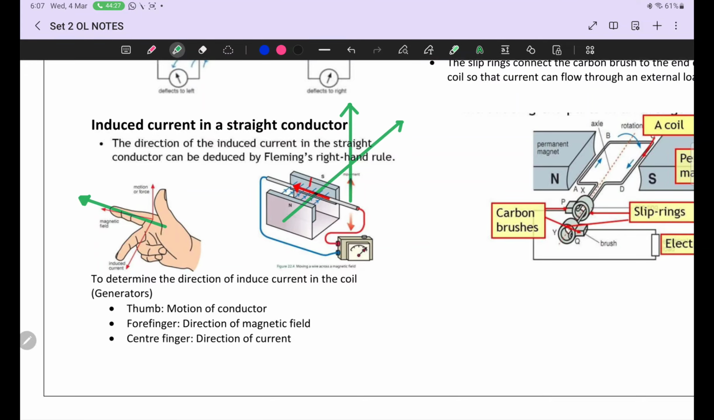If the coil is moving upward, then thumb in the direction of motion. First finger north to south, thumb in the direction of motion. Then your second finger will tell you the direction of current. And you can see this is the direction of current in this diagram.